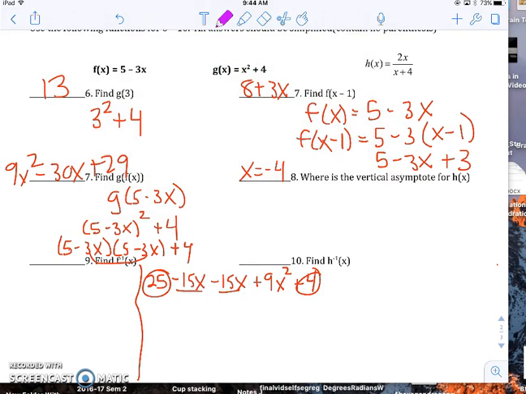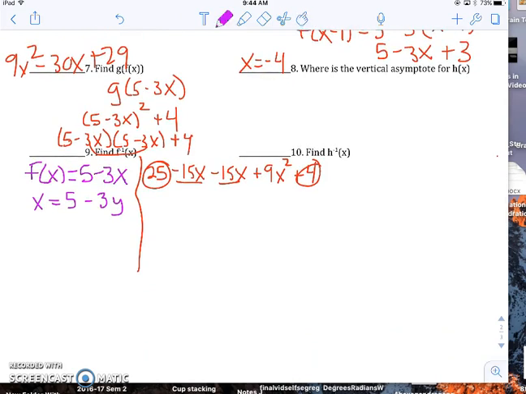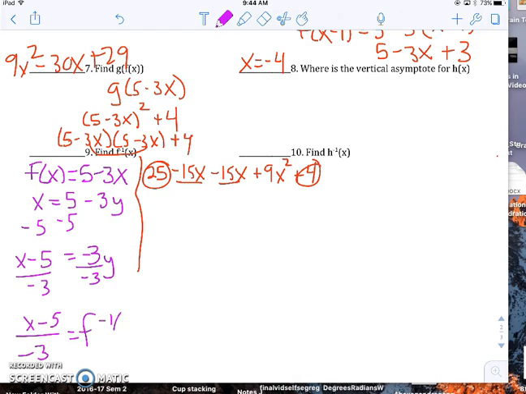Number 9, find the inverse. So we're finding the inverse of f of x equals 5 minus 3x. So we switch the x and y. x equals 5 minus 3y. And then we have to solve for y. So minus 5 on both sides. So x minus 5 equals negative 3y. And we divide by negative 3. So x minus 5 over negative 3 equals our inverse.